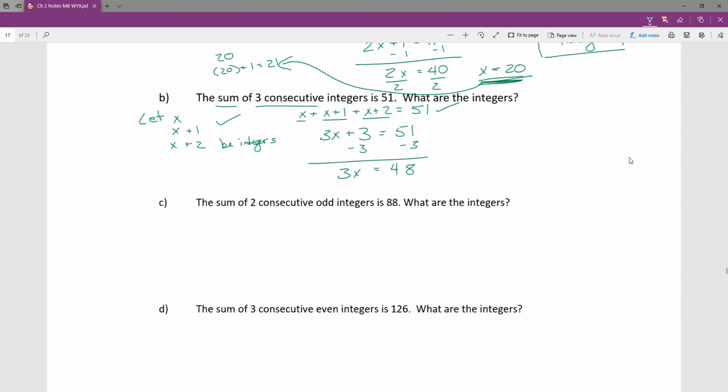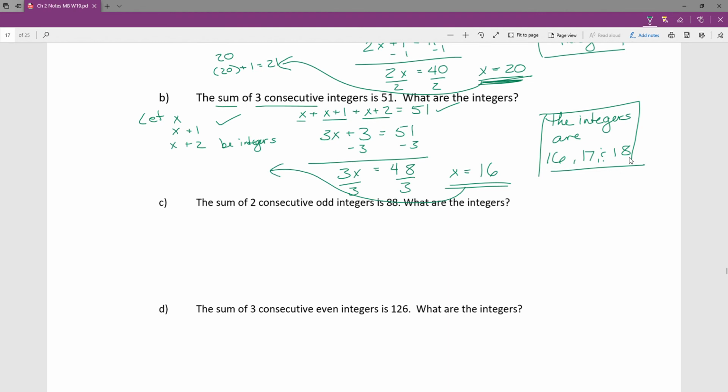And then I divide both sides by 3. There we go. x equals 16. So x equals 16, totally right, but not the final answer. So the integers are 16, 17, and 18. And how we get to that is by taking my x answer back to my let statement. So that'd be 16 and 16 plus 1 and 16 plus 2. So that's where I get 16, 17, and 18 for my work.